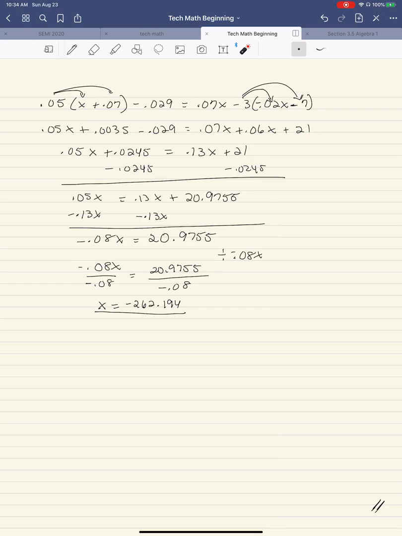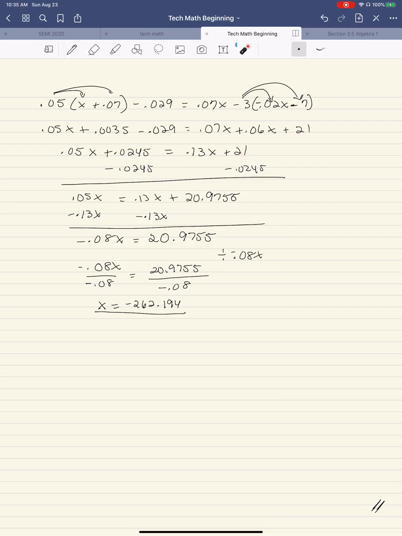Combine like terms. Now remember, when you're combining like terms on the left and combining like terms on the right, don't switch signs, just add them like you see them. So there's only one x term on the left, that carries down, 0.05x. Positive 0.0035 minus a 0.029. They subtract, so I get 0.0245. A 0.07x and a 0.06x is a 0.13x plus the 21.